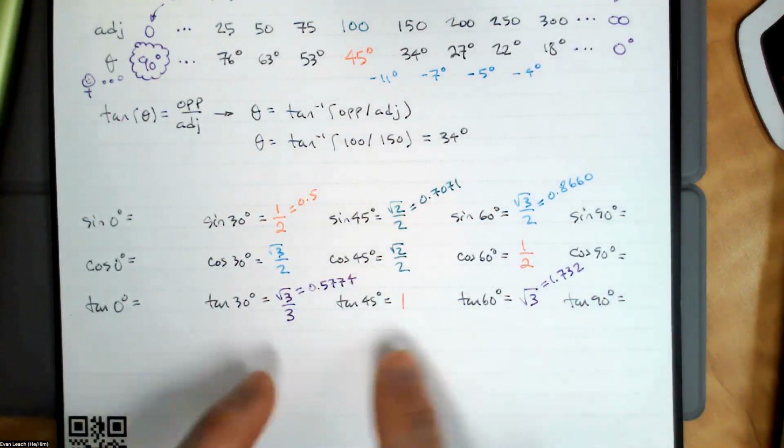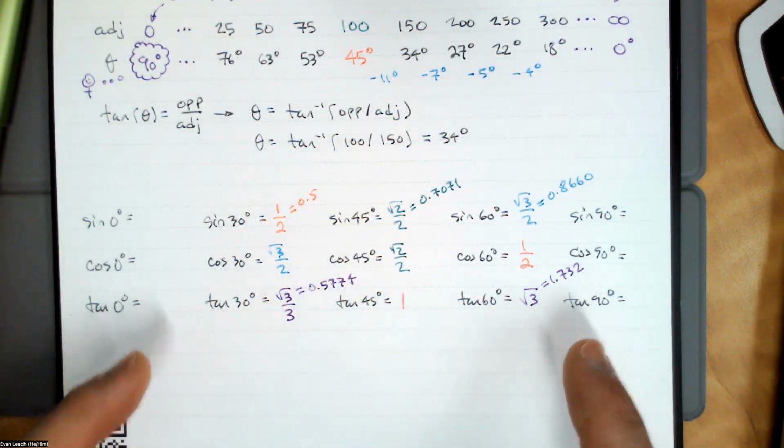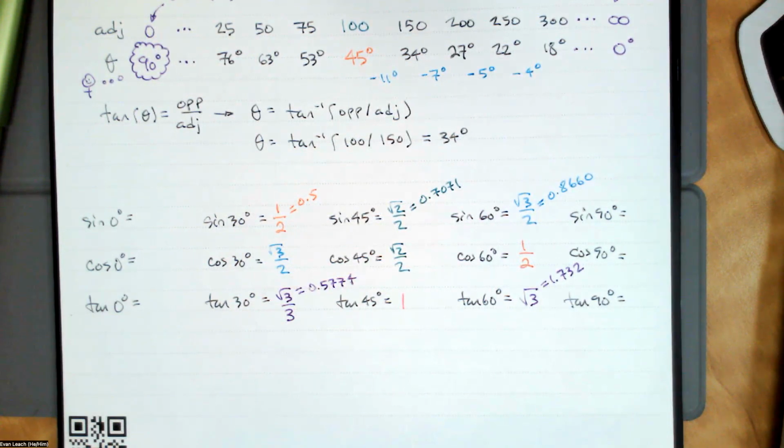Here we have nice, solid, iconic triangles. Easy to calculate sine, cosine, and tangent. Figure out what's going on at the endpoints. That way we'll know our first quadrant really well, and then we'll learn how to translate that into other quadrants.